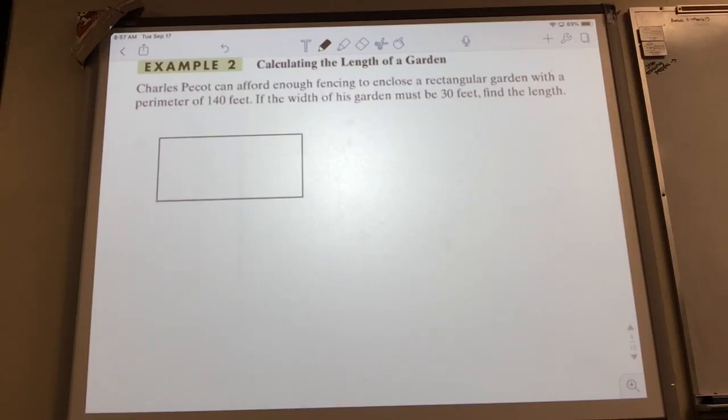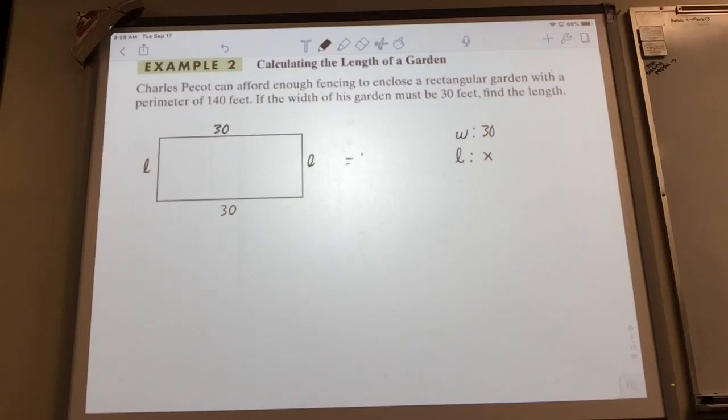If the width of his garden is 30 feet, so we're going to put 30 here and 30 here. We want to find the length. So here's L, there's L. Okay, we need to figure out what L can be. So over to the side, I'm going to write down, just so I'm consistent, my two categories. One of those is X. X is what we don't know. And then the width is 30.